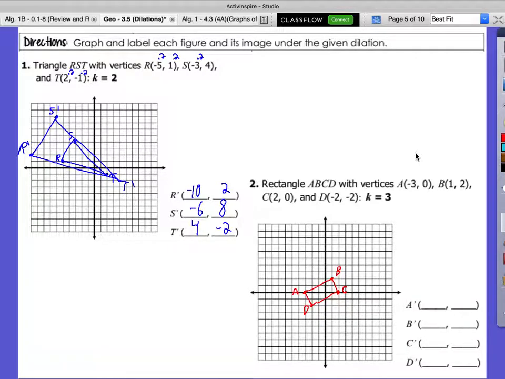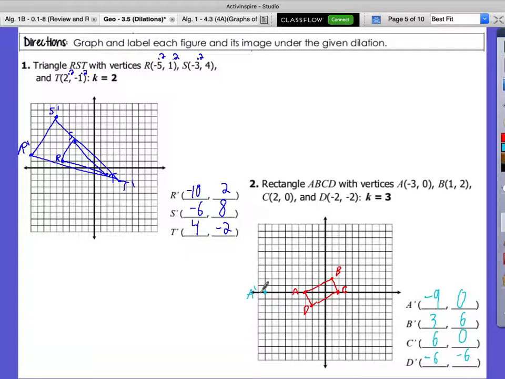Mason, what'd you get for A prime? 9-0. I agree. Okay. Colin, what'd you get for B prime? 3-6. Okay, I agree. Nolan, what'd you get for C prime? 6-0. I agree. And then Celeste, what'd you get for D prime? -6. Very good. Okay, so then we plot these.